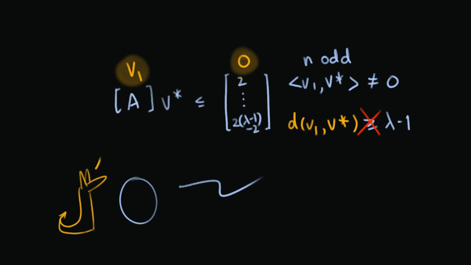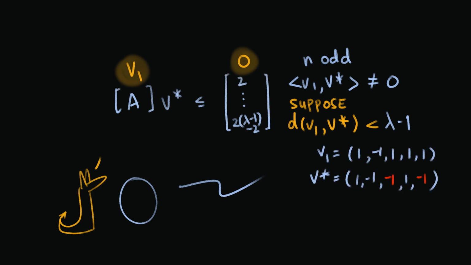It might not be. Suppose the Hamming distance between v1 and v star is less than lambda minus 1. Could you think of a related node which must be greater than lambda minus 1 away from v1? Pay attention to what the Hamming distance represents. Well, the Hamming distance between two vectors is the number of coordinates in which they differ. So I guess the Hamming distance being less than lambda minus 1 is saying that the two vectors don't differ by much. That means the antipode of v star must differ from v1 by a lot. Wherever v star is the same as v1, the antipode must be different.